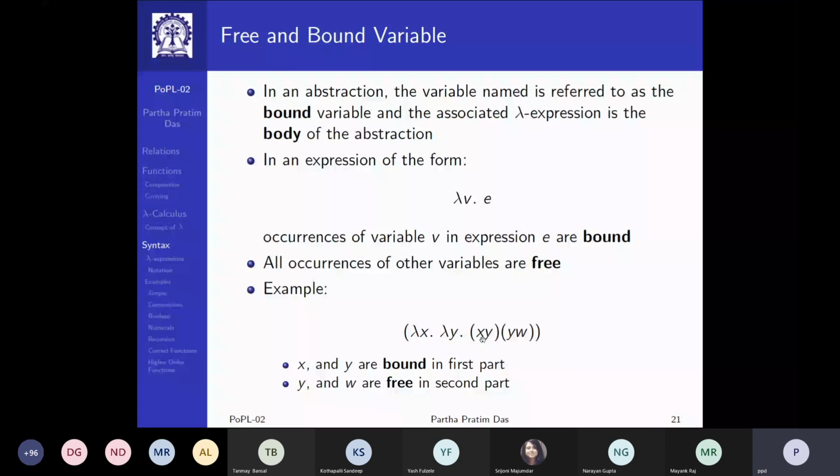This is the body, the function body, right? And this is some application that is happening. This is some yw application that is going to happen. So what you are doing here is not application of y onto w. You are passing y and w onto this abstraction, right? That is what you have tried to write here.